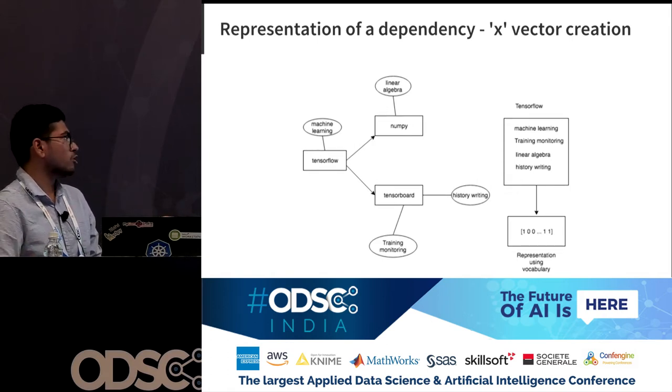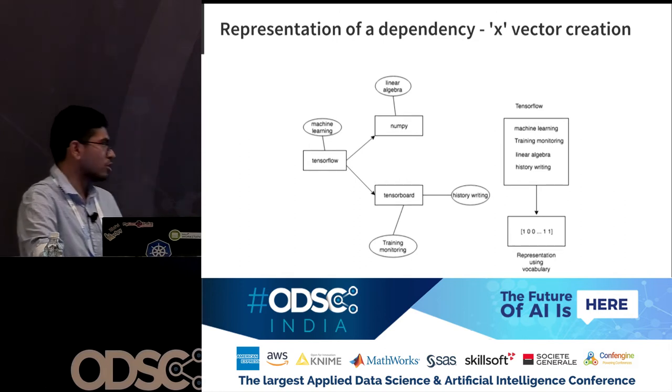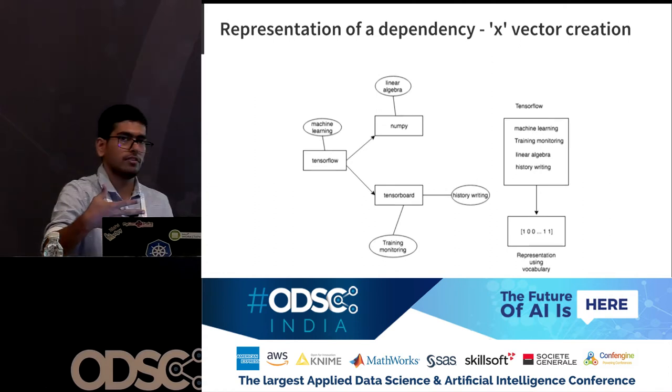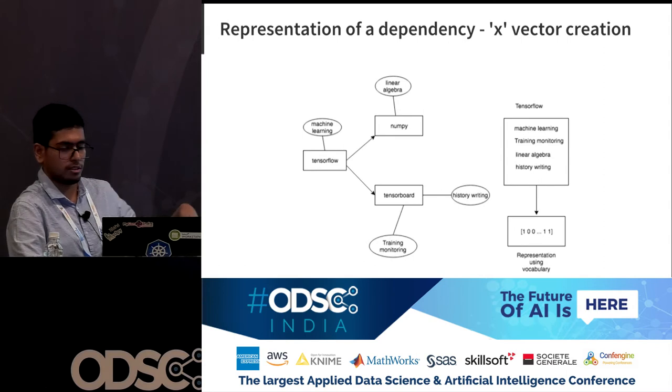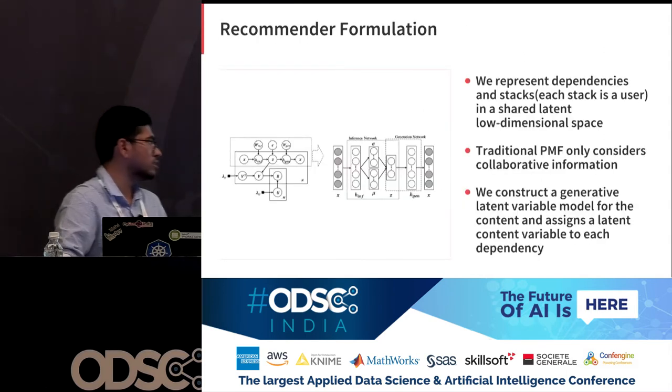So linear algebra would also be one of the things that would be exposed to TensorFlow. Based on that and our vocabulary, we form a representation. That's not technically a one-hot representation. It's an encoding that we did based on the vocabulary to feed into our recommender system to actually train the neural network that we are seeing.